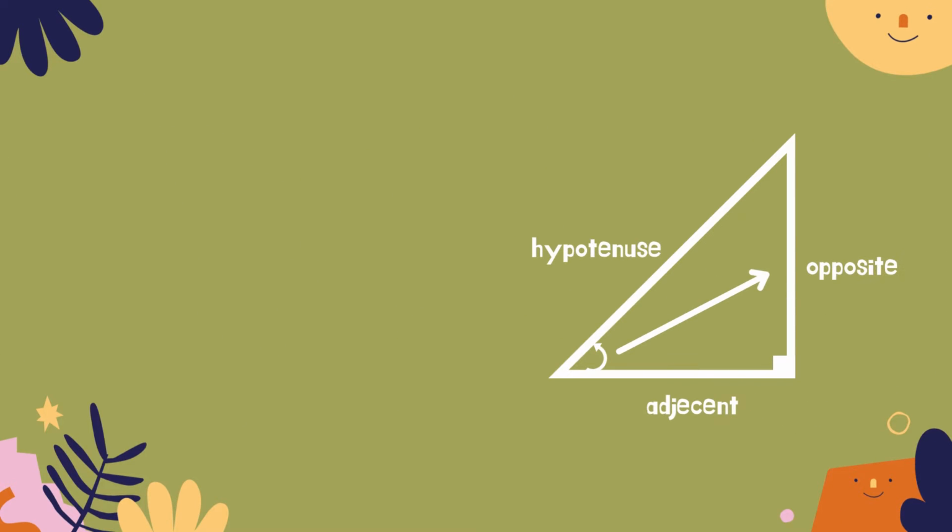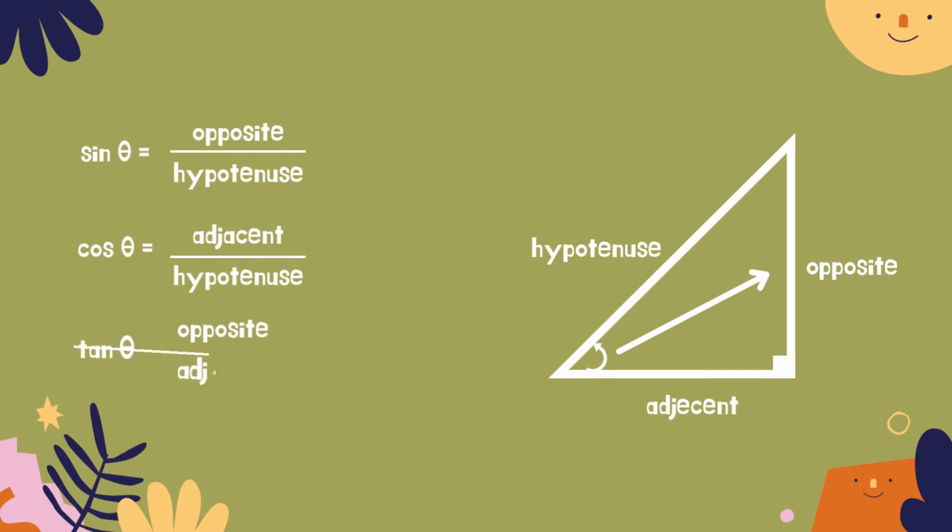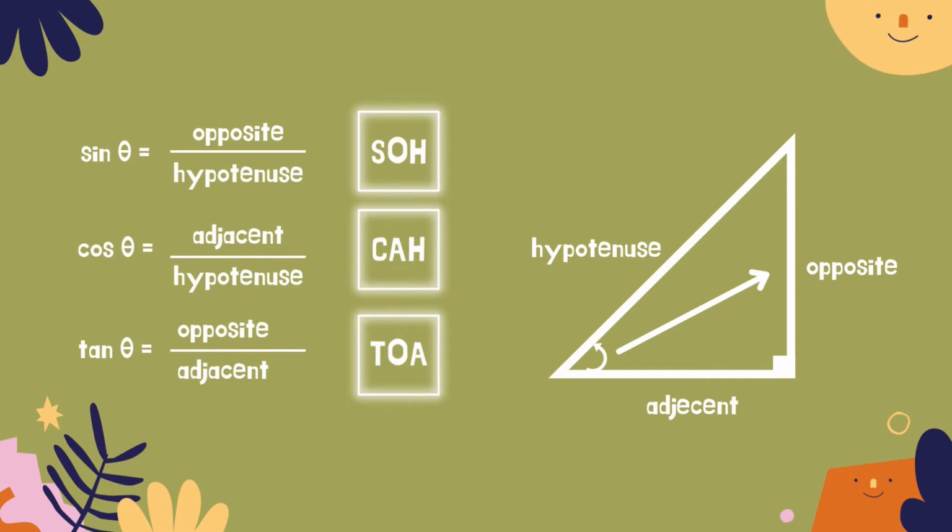The first one is the right triangle. For the easiest way to remember the formula, we will be using SOH CAH TOA. This acronym stands for the first letter in each formula, where S is for sine, O is for opposite, H is for hypotenuse, and it goes the same for the other two acronyms.